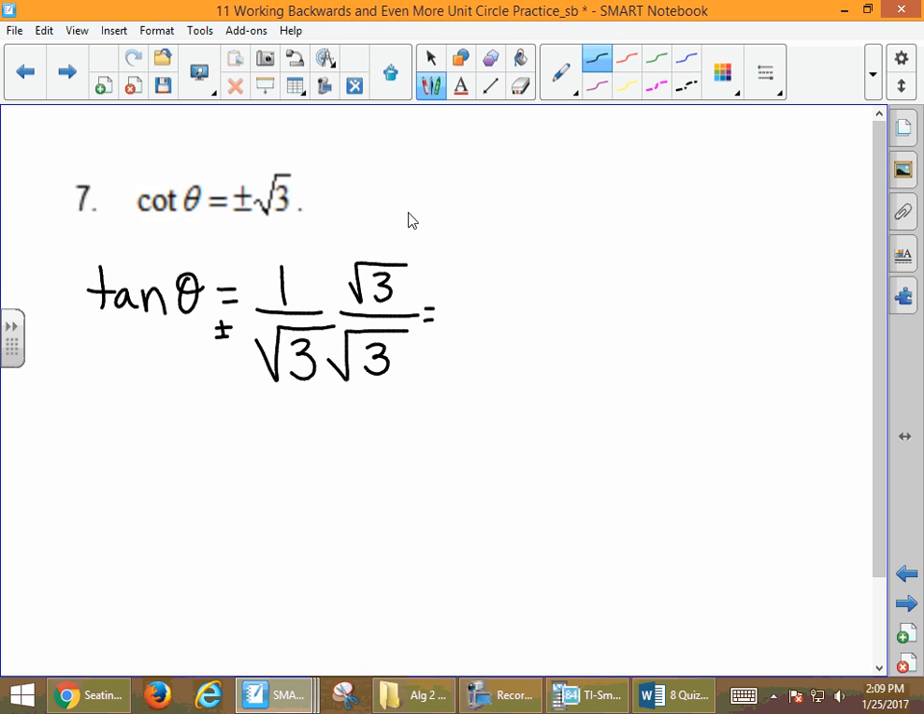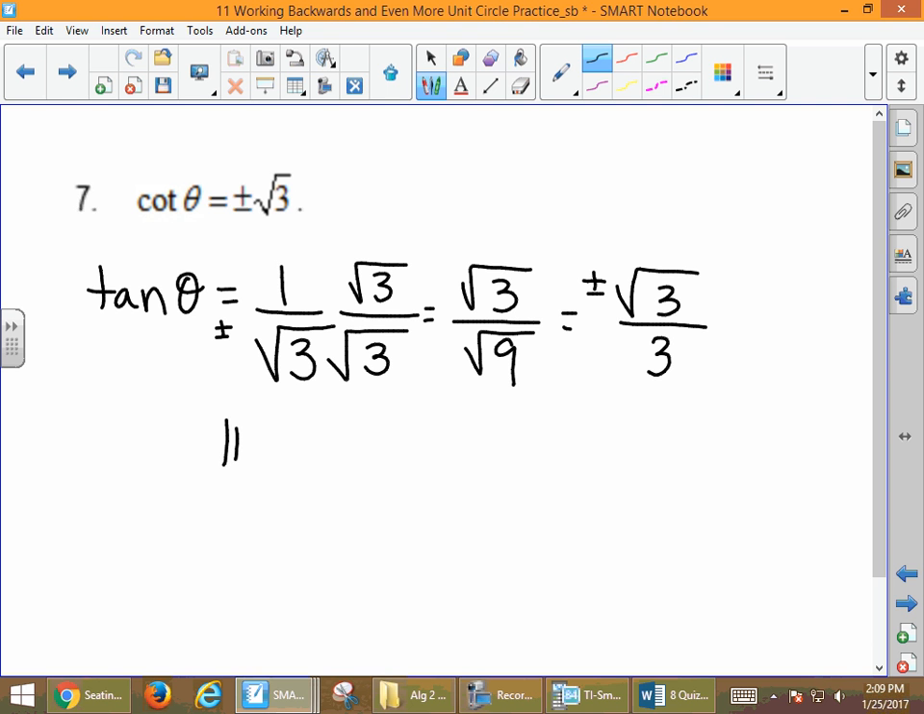So what we end up with is 1 times radical 3 is radical 3. Radical 3 times radical 3 is radical 9. And the square root of 9 is 3. So what we want to know is which angles, and it could be positive or it could be negative, have the values of positive radical 3 over 3.